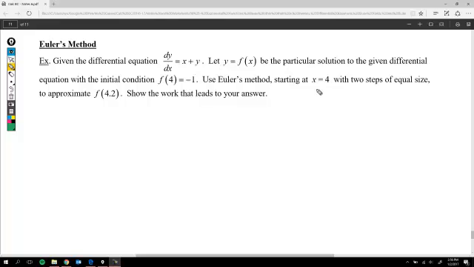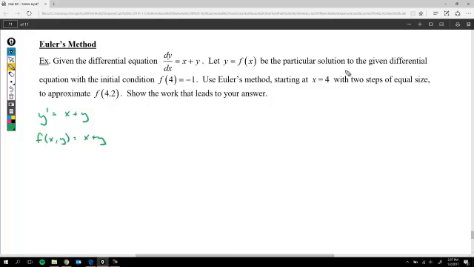What we want to do is estimate the value of the original function at 4.2. So here's what I know. I know that y prime is x plus y. Another way of writing this is that f of x comma y equals x plus y. Just like f of x, except since we have two variables, it's f of x and y.